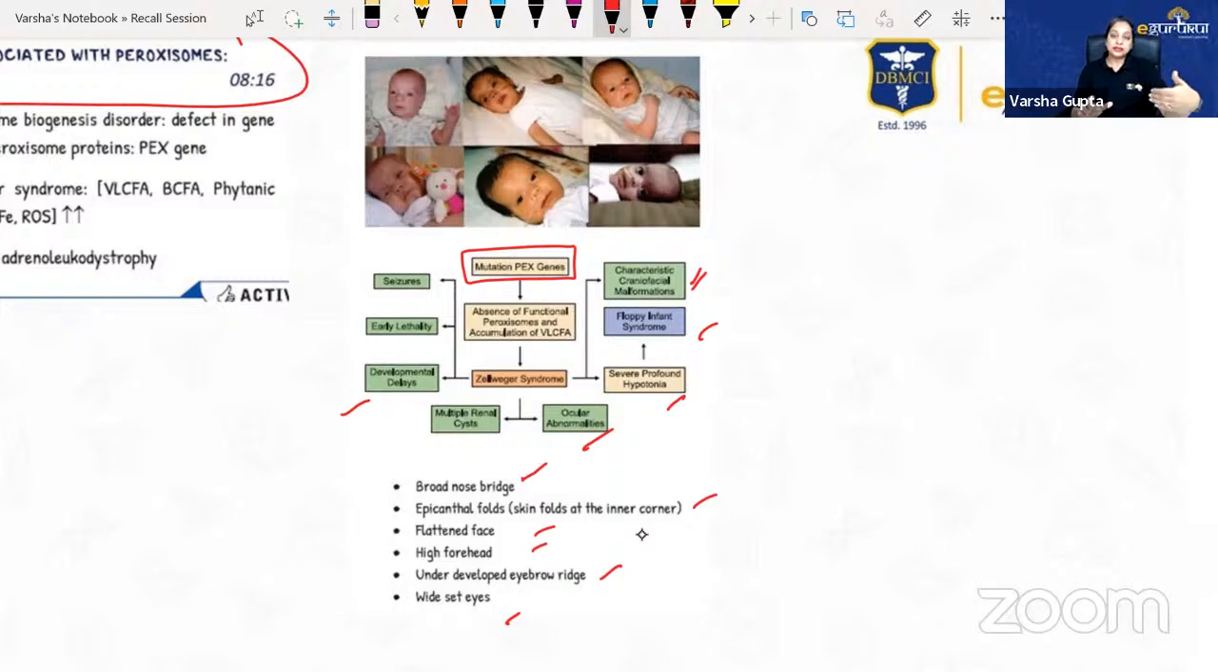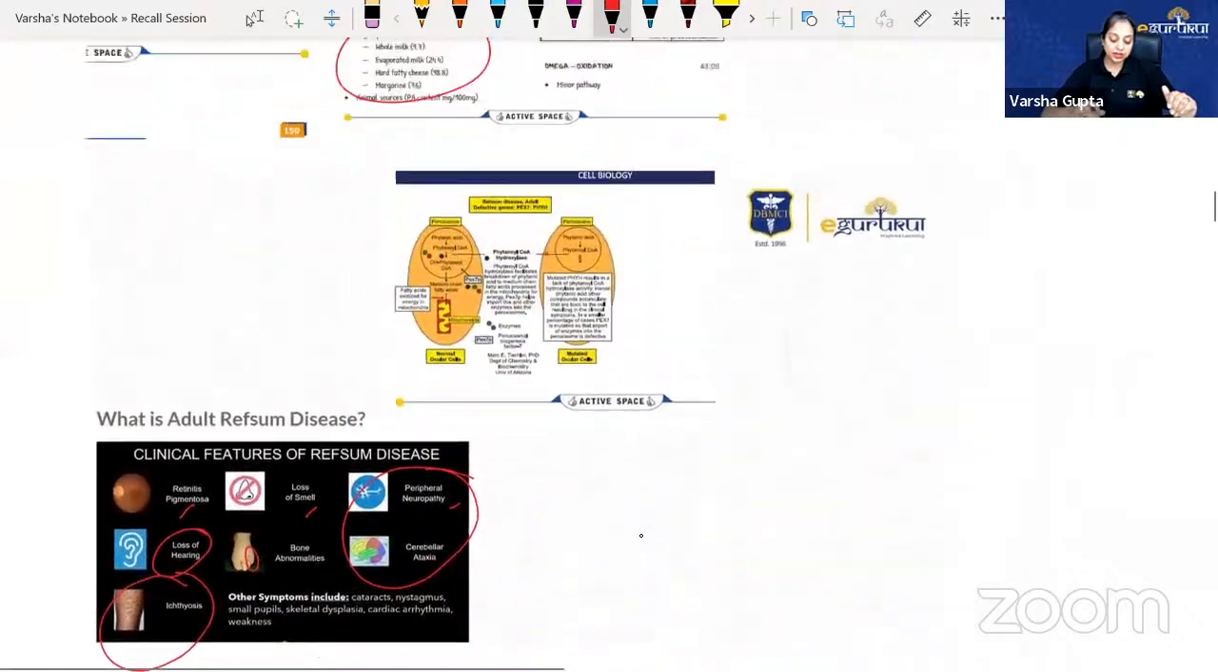So peroxisomal disorders are two. One is Zellweger, one is Refsum. Zellweger was because of very long chain fatty acid, and Refsum was because of branched chain fatty acid problems. Okay, and we have done this in detail in the class.